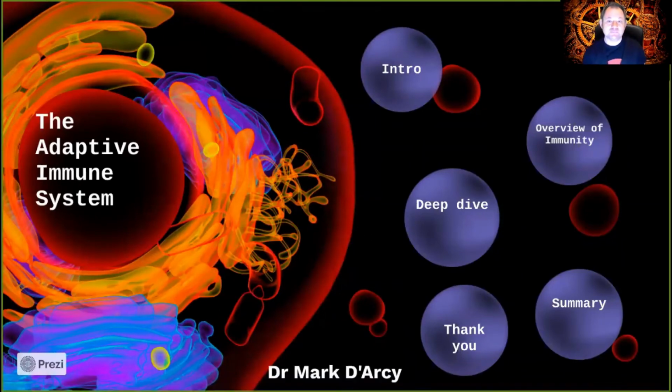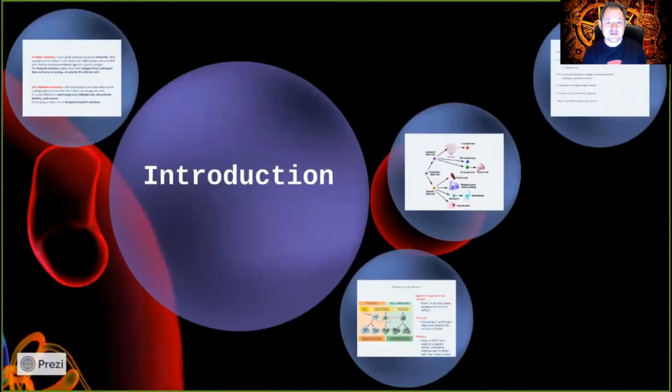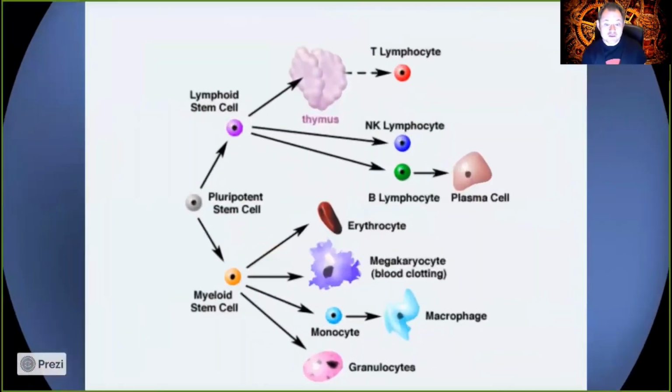Okay, so start at the beginning, the adaptive immune system. So here it is, or at least here is part of the immune system. So what we have here is the origin of immune cells. So we start off with various stem cells. We have stem cells in our bone marrow, and these stem cells then produce all of our blood cells.